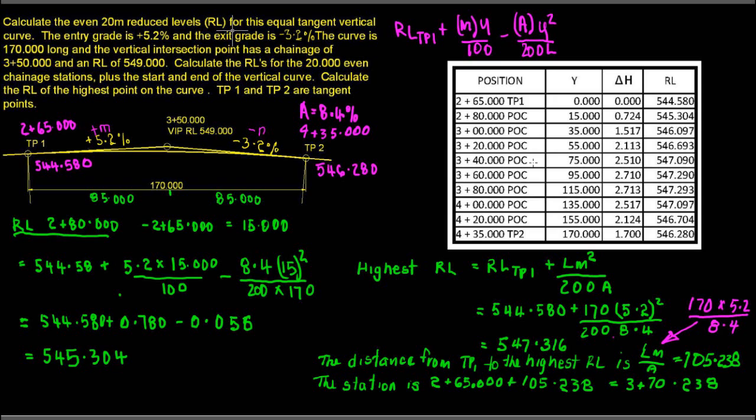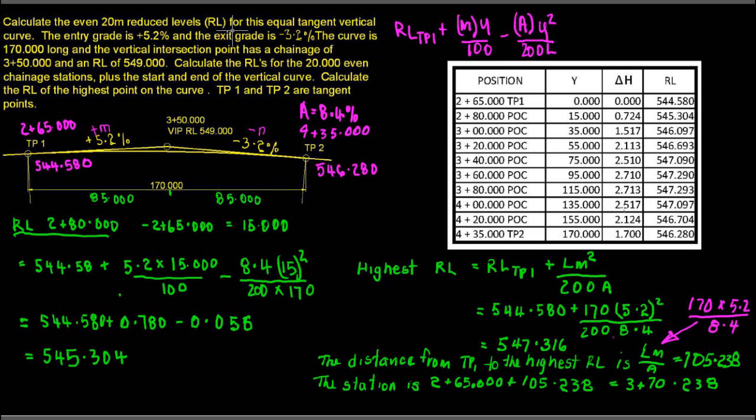Now we're also required to work out the highest RL, and there's a formula for that: the RL of TP1 plus length times m squared over 200A, all the same values that we're used to. We work that out and it's 547.316. Now that's our highest value.